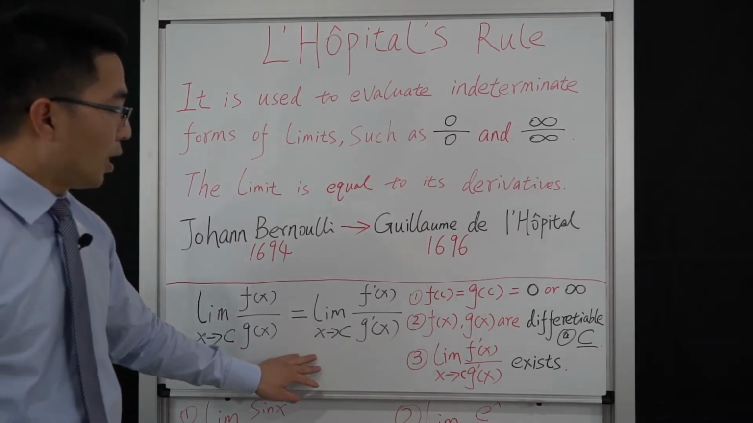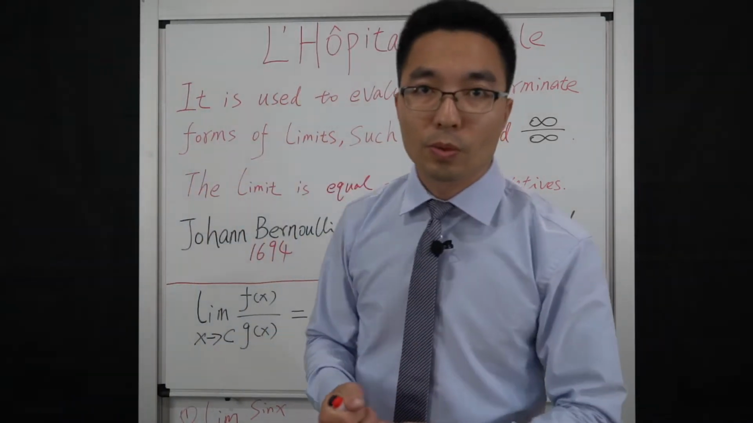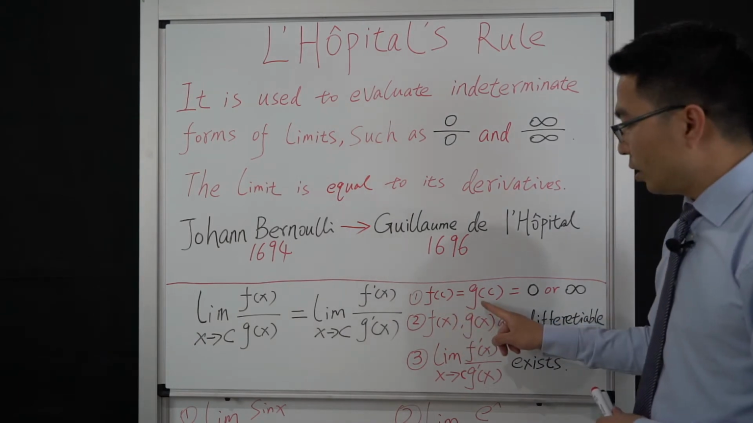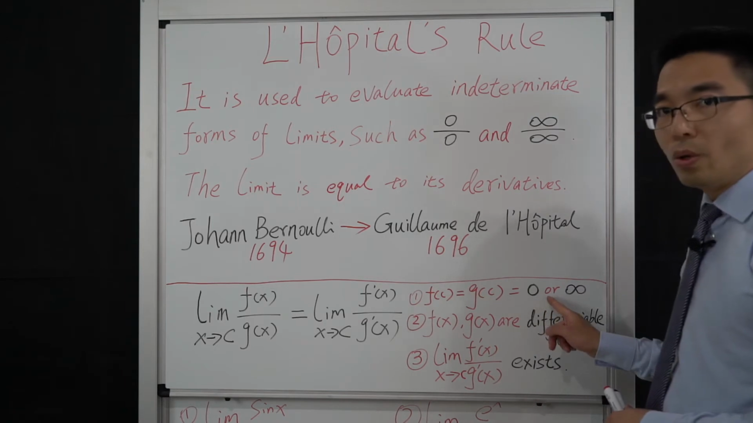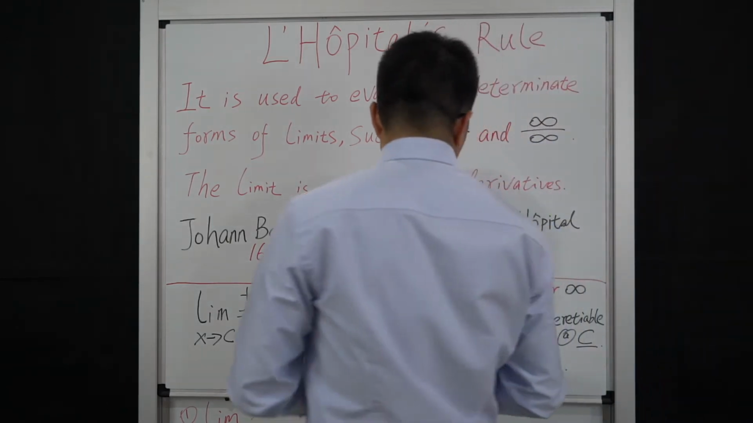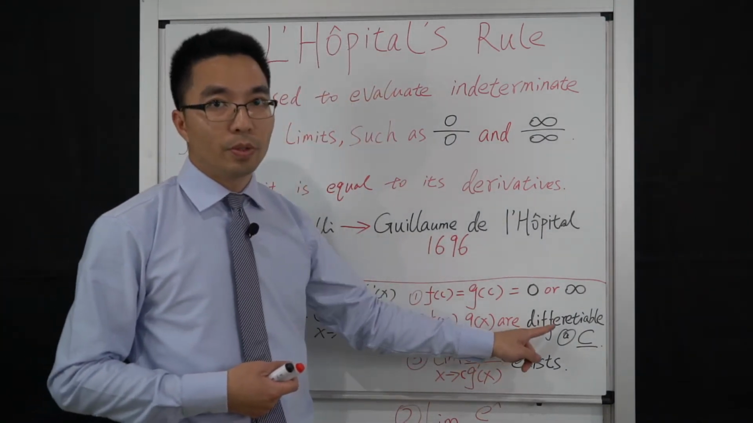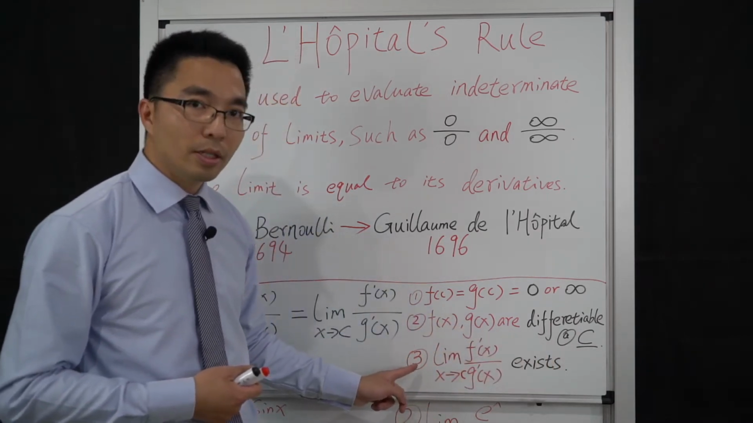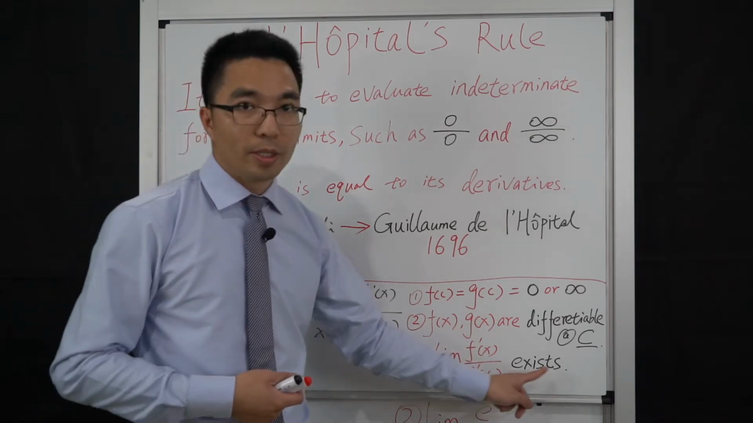We have three conditions for using L'Hopital's rule. The first one is that f(x) and g(x) at point c are equal to 0 or infinity. The second condition is that f(x) and g(x) have to be differentiable at point c. And the last condition is that the limit of this derivative has to exist.